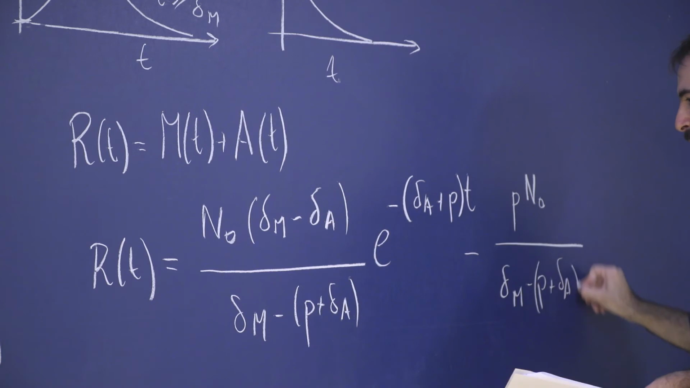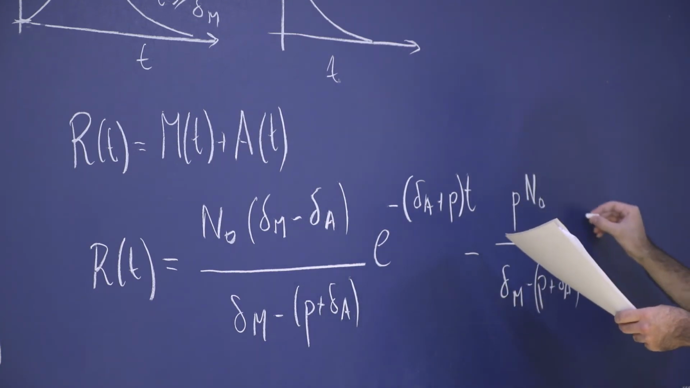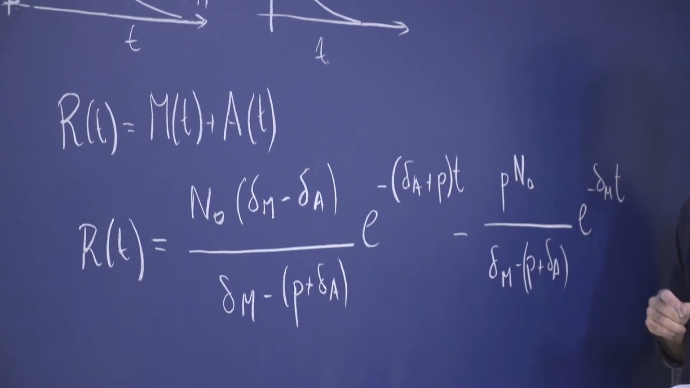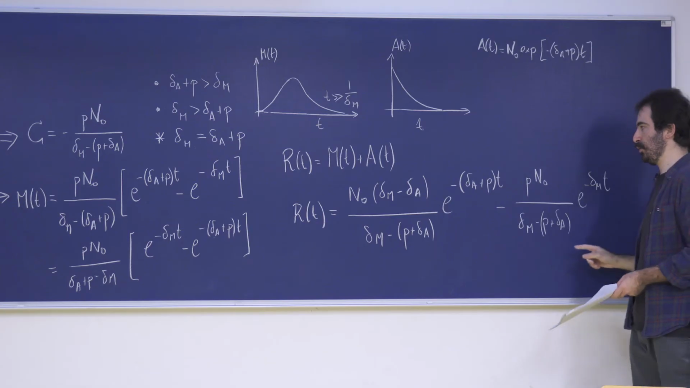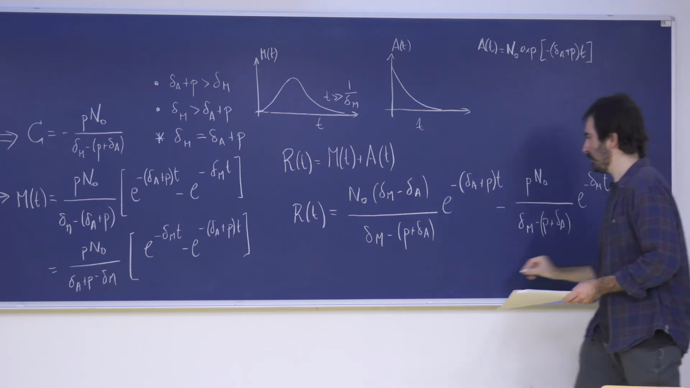No, this is exactly the same denominator. I could have just taken it as a common factor, and then e to the minus delta m t, right? So this is our solution for the problem. So it's quite long. Let's square it.